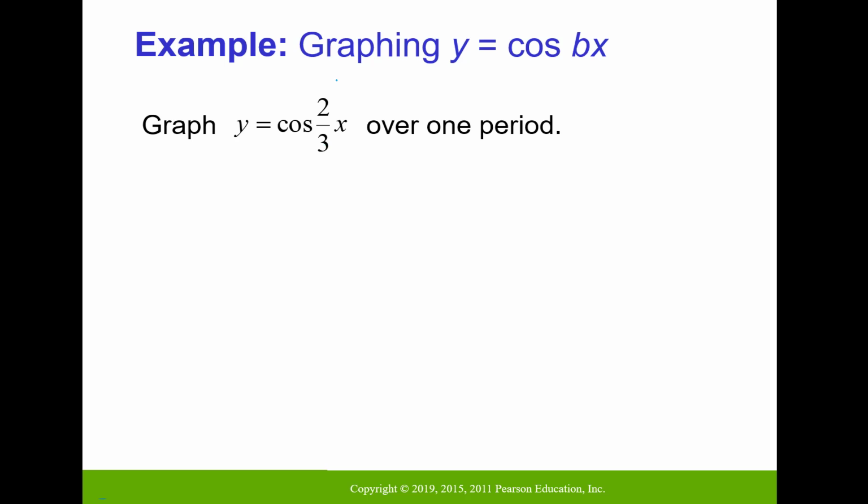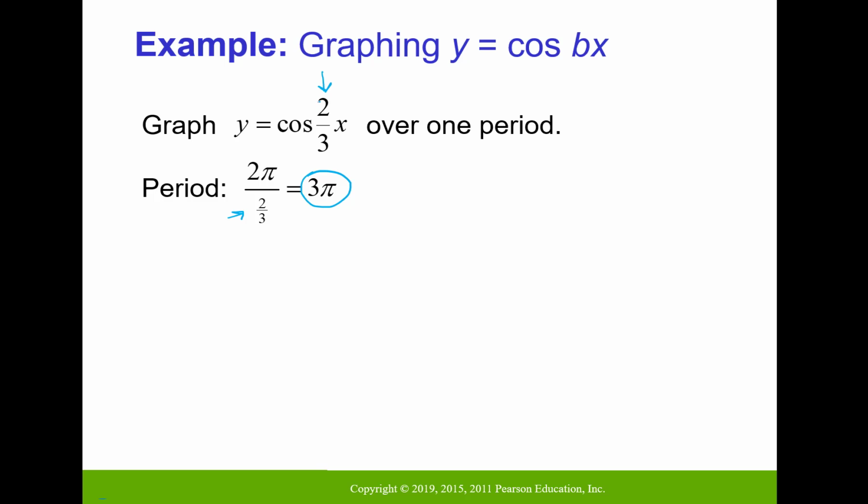So the first thing we're going to do is figure out what is the period of this function. And so remember b, so cosine of bx, this is b. So you say 2 pi over b, and so you replace that into that formula. And then if you simplify this, you're going to get 3 pi. So this function, the period is a little bigger than our normal cosine x function.